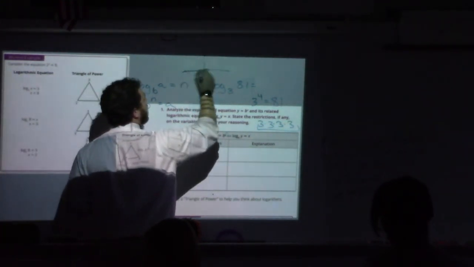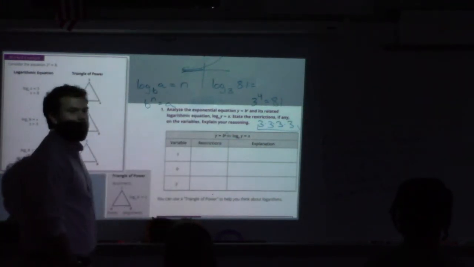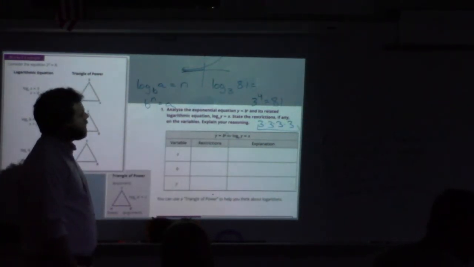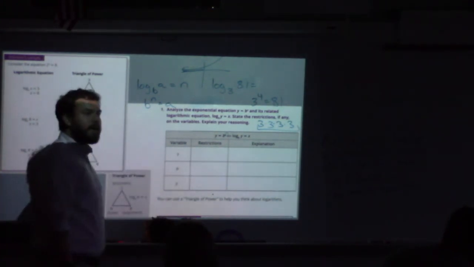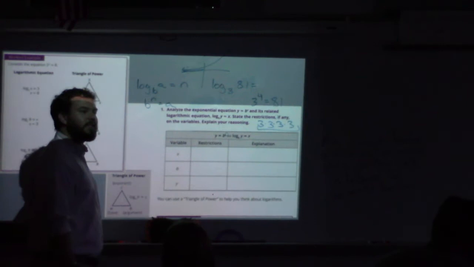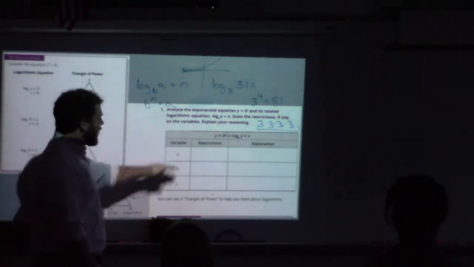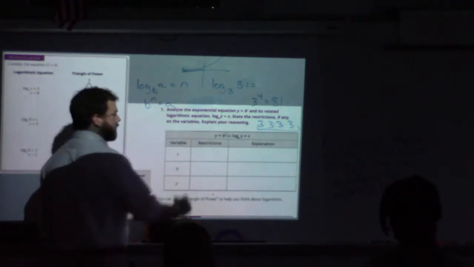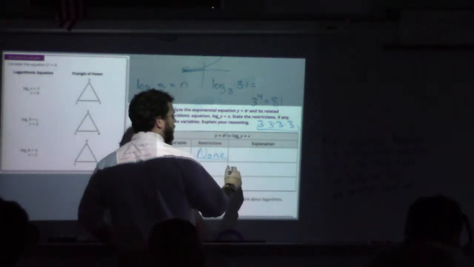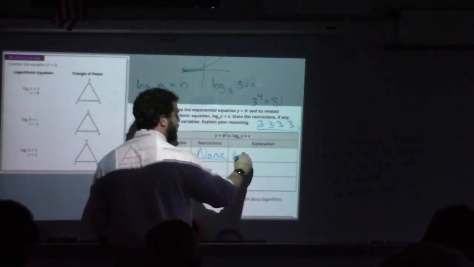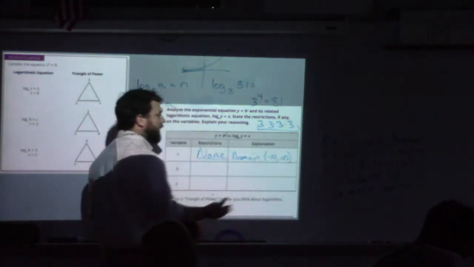Tell me, what is the domain of that function? We just did it on the previous page. Negative infinity to infinity, right? So is there anything I cannot plug in for x? No. None. Explanation, right? Domain is negative infinity to infinity. Remember, what we're saying is we can plug anything in for x.